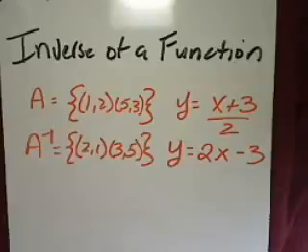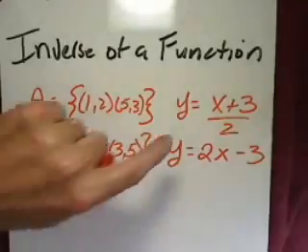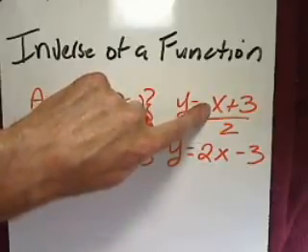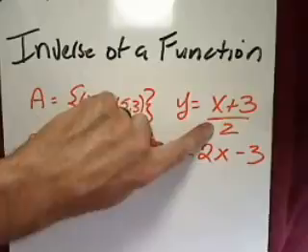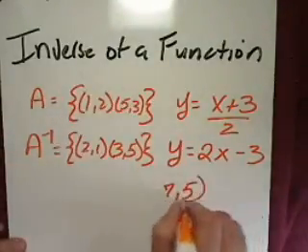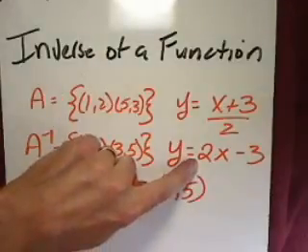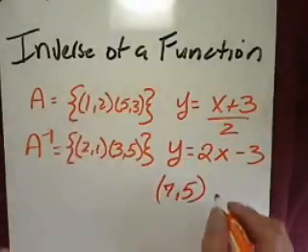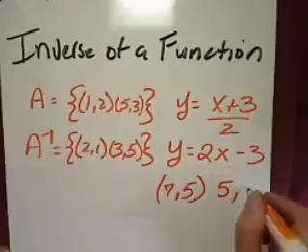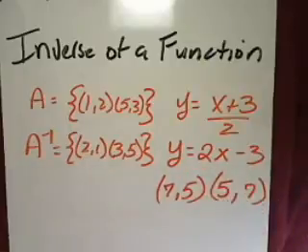And someone says, well, how do you know that? Well, if I put a 7 in here, I'd have 7 plus 3 is 10. 10 over 2 is 5. So (7, 5). What if I put a 5 in the second one? 2 times 5 is 10, minus 3, that's 7. See how they're different? The x and the y are switched.